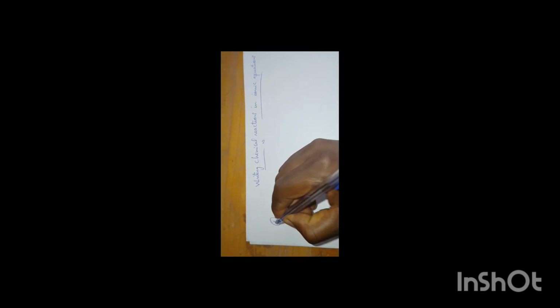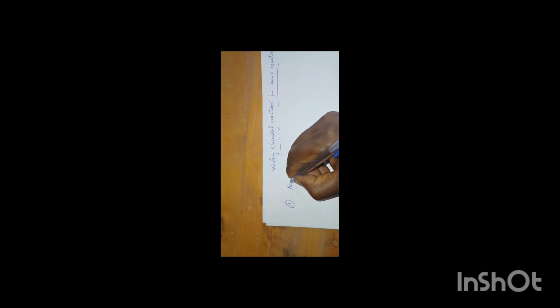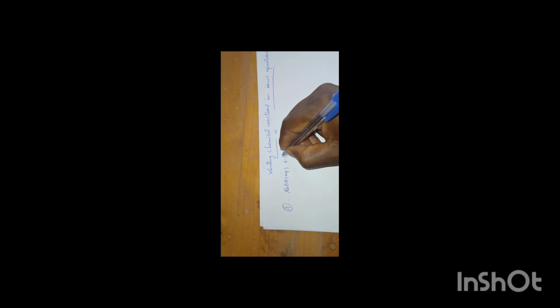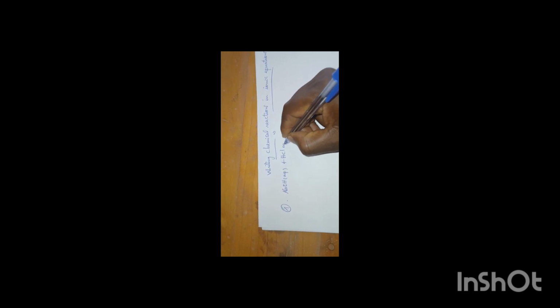Example 1. Sodium hydroxide, which is aqueous, reacts with hydrochloric acid, which is aqueous. This produces sodium chloride, which is aqueous, and water. Remember, when you are writing a chemical reaction in an ionic equation, we have to follow 4 steps.